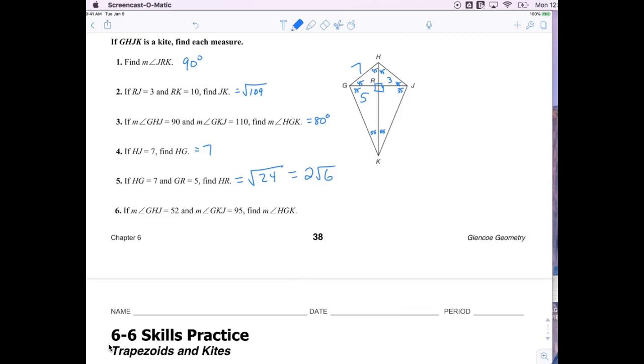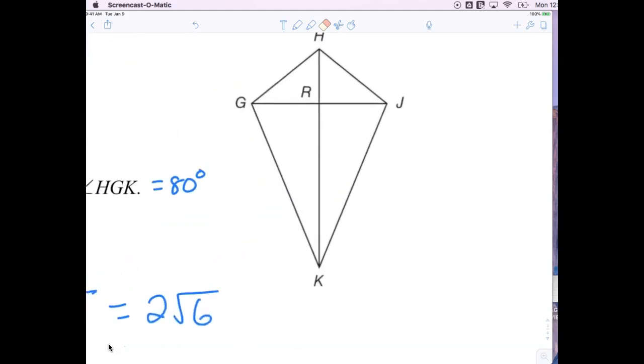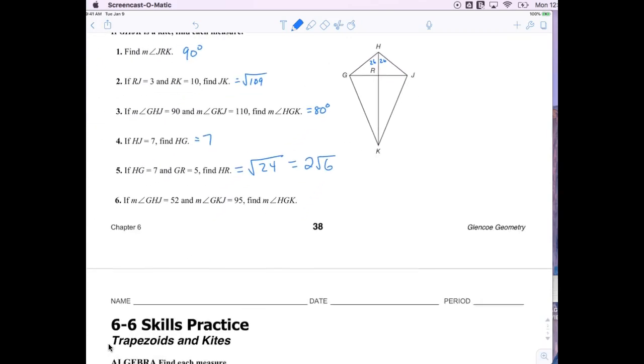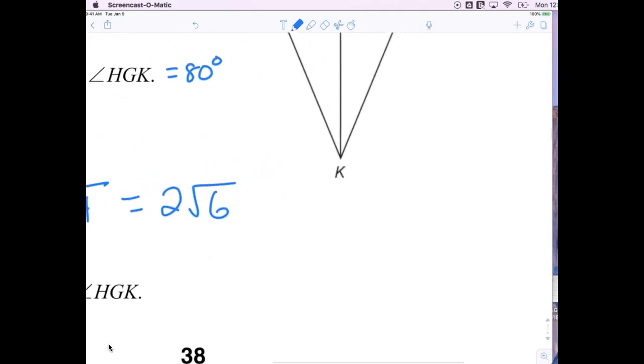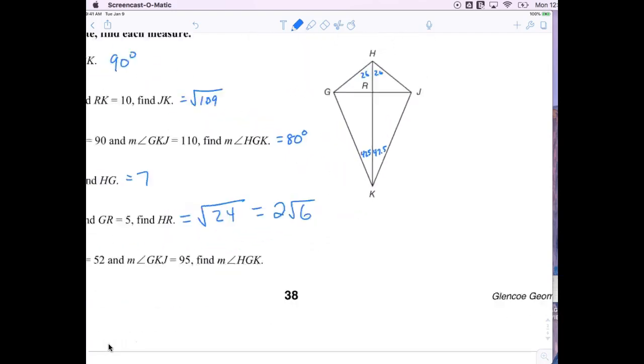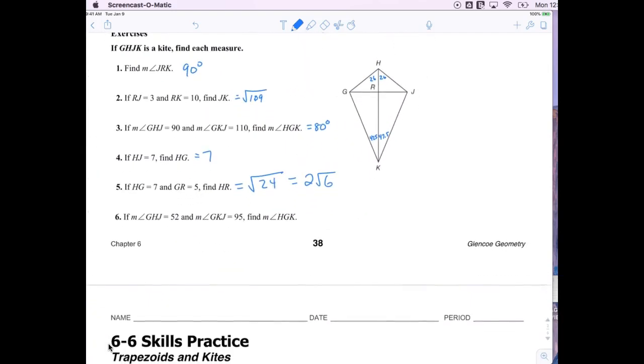All right? Now, the next one, they're changing up the angles, so let's go ahead and change them up. It says GHJ is 52, so of course I would just go ahead and put in 26 and 26. And then it says GKJ is 95, so that would become 47.5, right? And then they want HGK. So I want this angle right here.